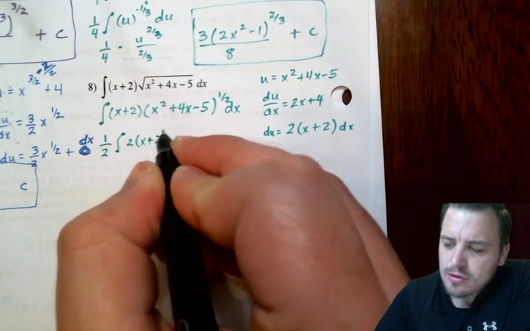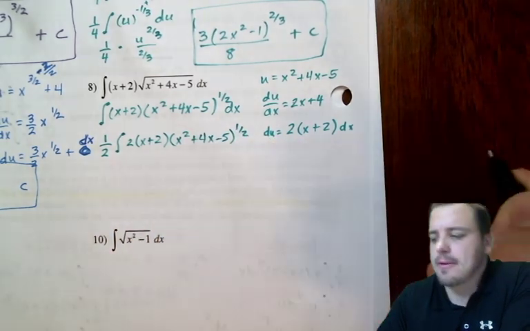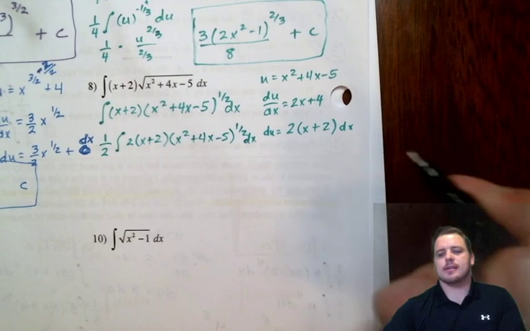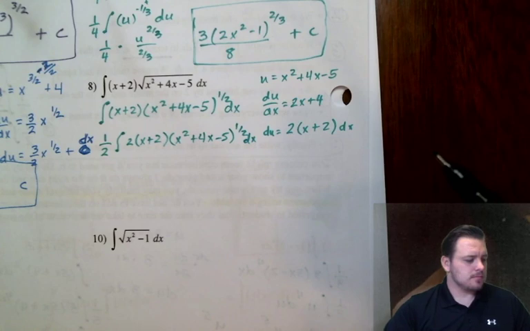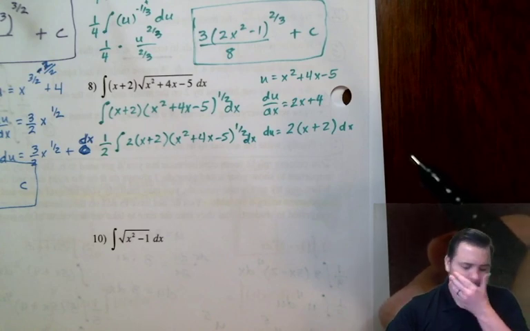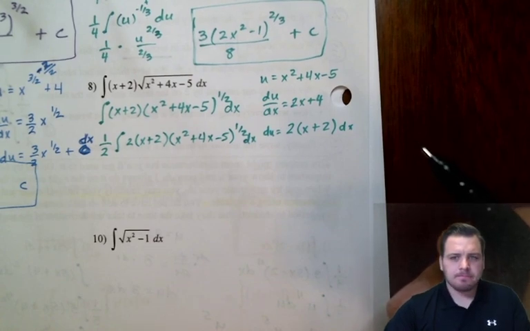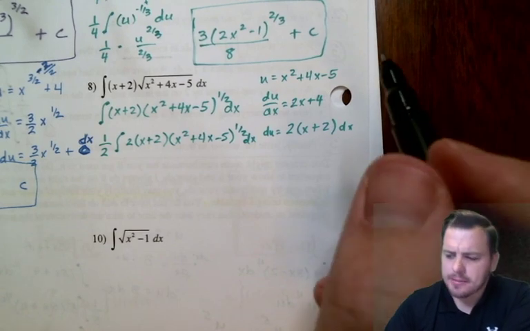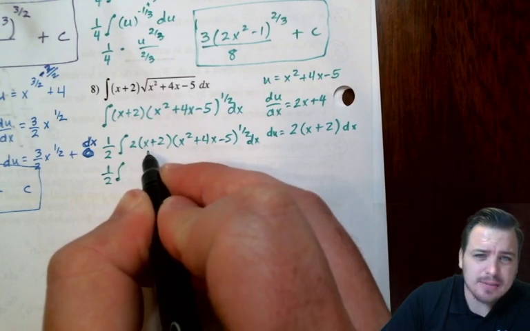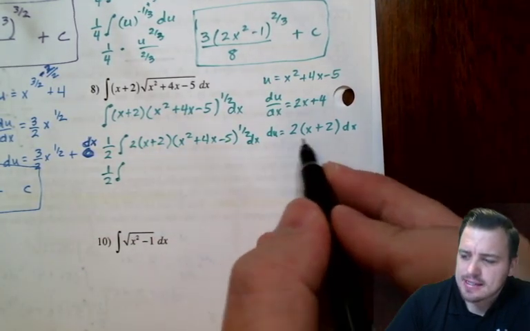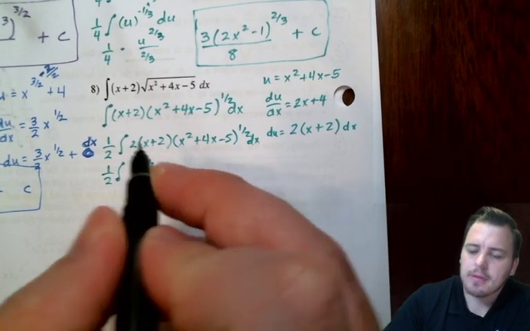2 times (x plus 2), x squared plus 4x minus 5 to the 1/2 power, and that's, of course, still dx. All right, so from there, I got 1/2, 2 times (x plus 2) dx is my du, and then I just say u to the 1/2 times du.